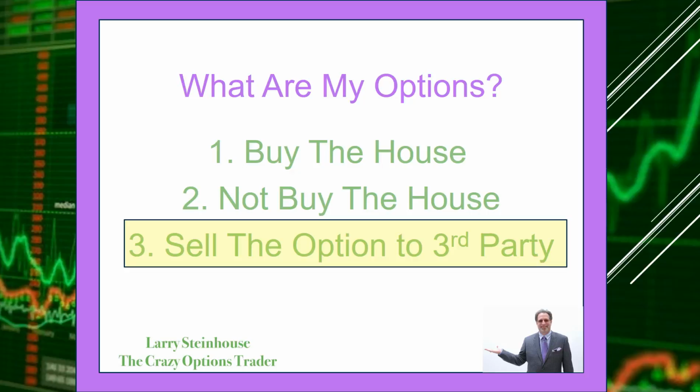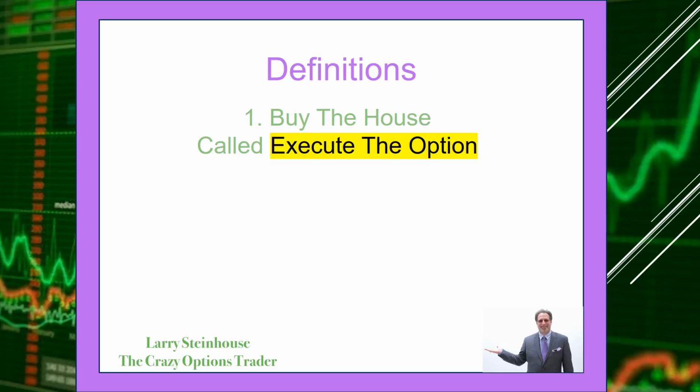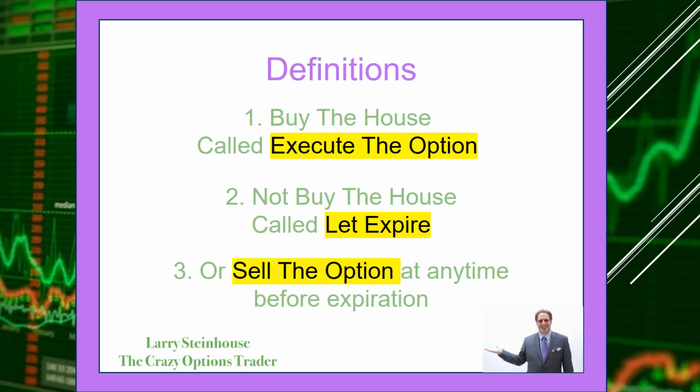So I want to talk about some definitions. First of all, buying the house is called executing the option. So I executed the option, I bought the house. Not buying the house is letting the option expire. And third, selling the option is selling the option, right? I can sell the option anytime before the expiration date.